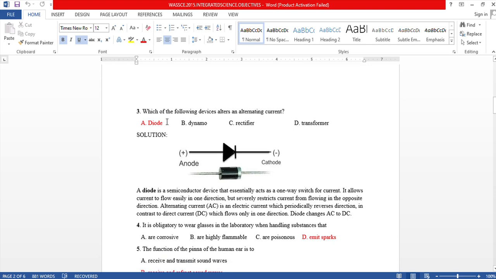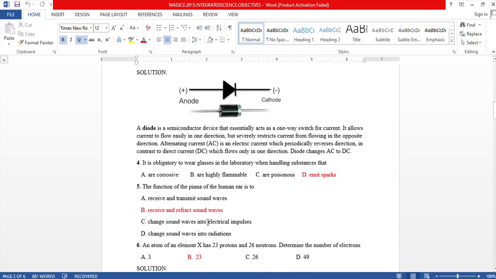Now, so it is A. Number 4, it is obligatory to wear glasses in the laboratory when handling substances that will emit sparks, little particles of light and heat, especially when doing welding. When metals are being welded, you need to wear glasses. It is very important so that you don't cause damage to your eyes.